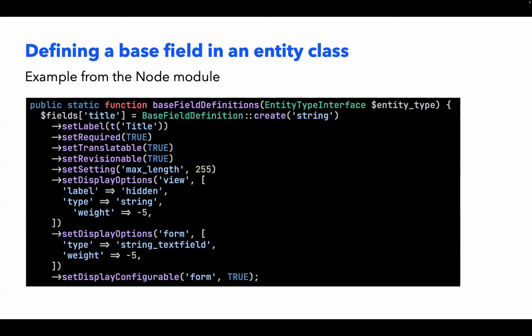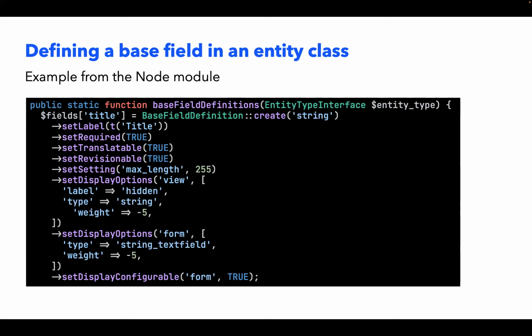And so taking a look at defining a base field in an entity class, in this case, it's the node module that we're using as an example. It is using a method called baseFieldDefinitions. And this is the definition for the title field. This is straight from Drupal core code.